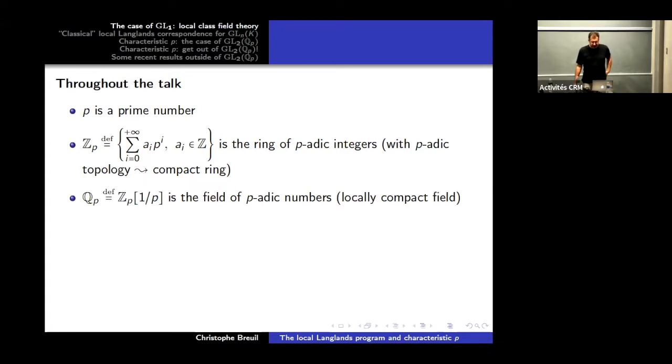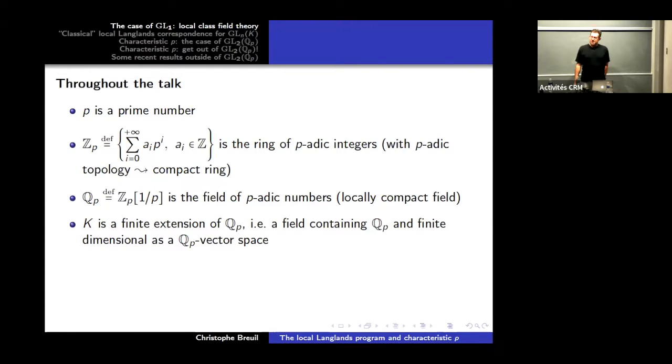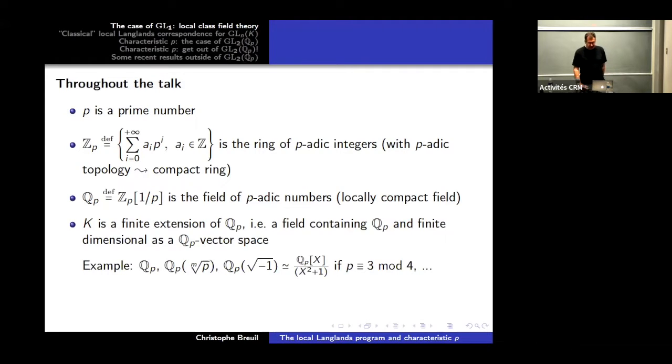Now, if you invert p and define Qp as Zp with p inverted, this is called the field of p-adic numbers. Now this is a field: everything except 0 is invertible, and it is a locally compact field. It's no longer compact, but every point has a compact neighborhood. In this talk, I'll need K, a finite extension of Qp. This is a field containing Qp, which is finite dimensional as a Qp vector space. For instance, you can take Qp itself, you can add any root of p to Qp, or you can add the square root of -1, which you can write as Qp[x] mod x squared plus 1. You see there is this assumption p congruent to 3 mod 4, because if p is congruent to 1 mod 4, the square root of -1 is already in Qp, so you don't need to add it.